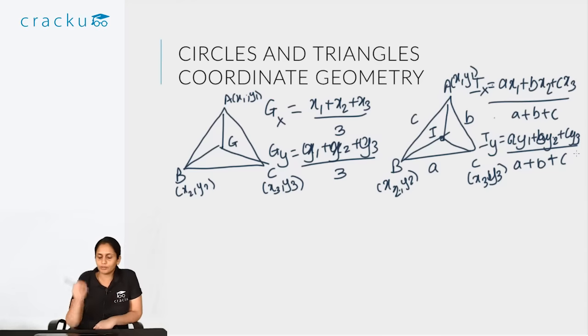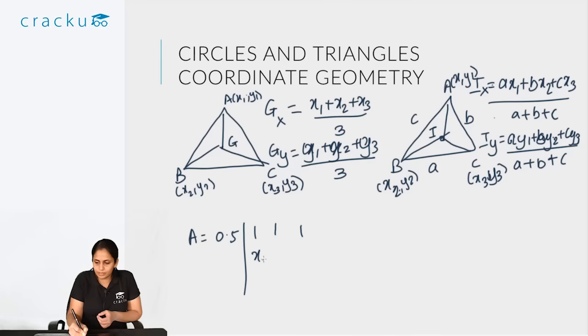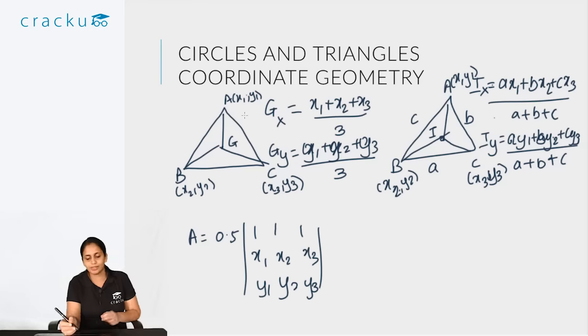Another formula that we have to remember, as I said, there is a coordinate geometry formula for area of a triangle. This formula is basically half times the determinant: 1, 1, 1, x1, y1, x2, y2, x3, y3. So if the vertices of the triangle are (x1, y1), (x2, y2) and (x3, y3), the area of the triangle is given by this determinant.